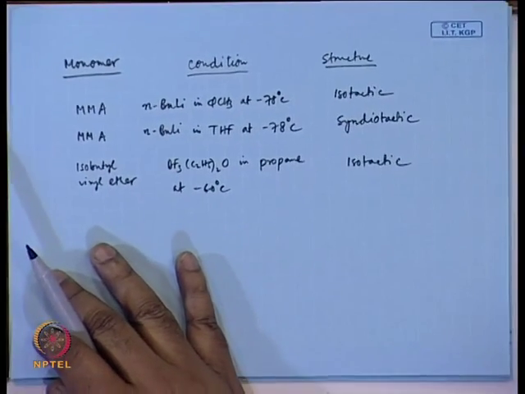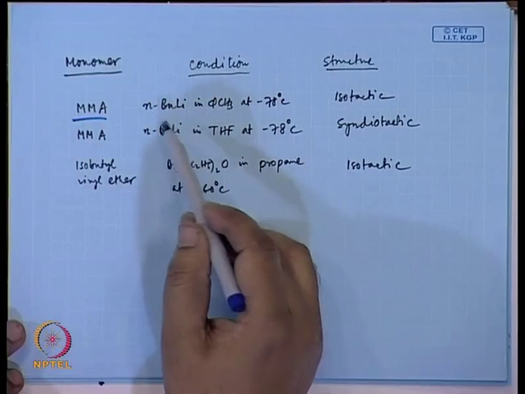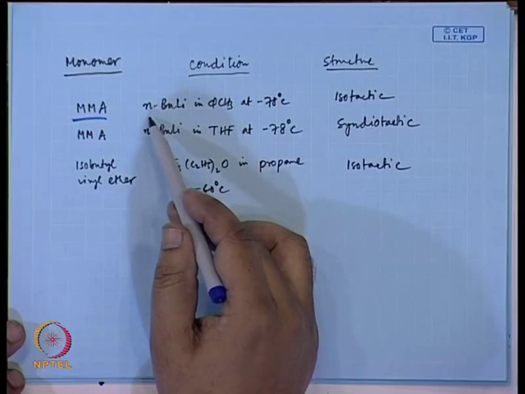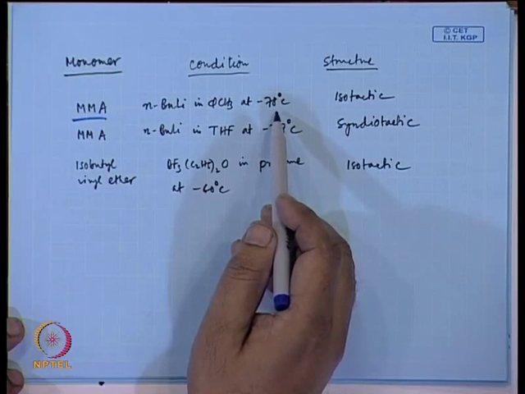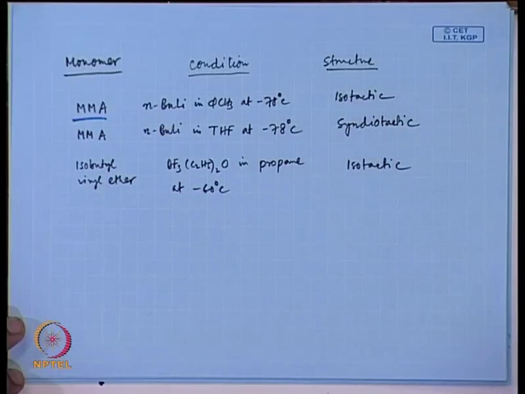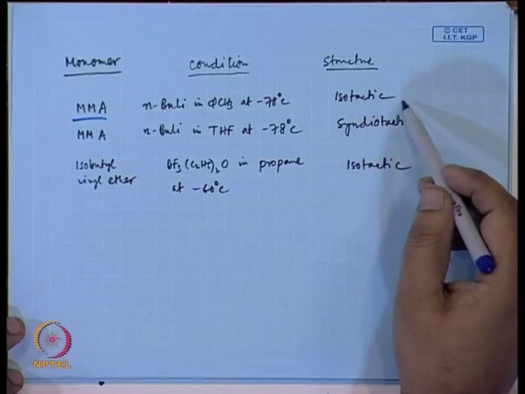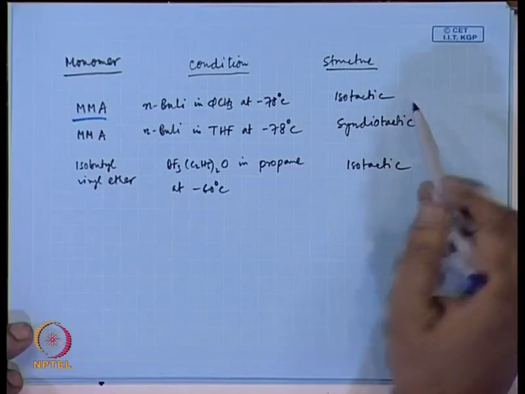So, if we look at some data, let us consider methyl methacrylate with n-butyl lithium in toluene at minus 78 degrees centigrade. That is the example I gave on the last page, that will produce isotactic polymethyl methacrylate.